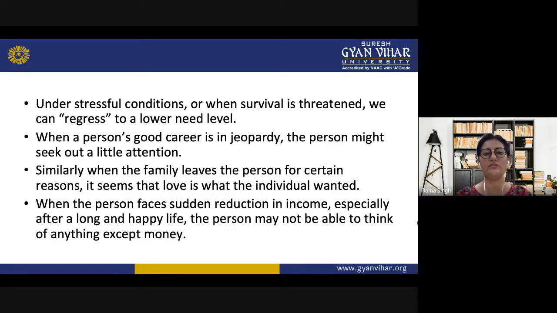So when a person faces a sudden reduction in income, especially after a long and happy life, the person may not be able to think of anything except money, because they were living such a comfortable life, and suddenly there are ups and downs in their life. They have lost their employment, or their business is not doing well, or they are not earning well. So they will not be able to think of anything else. They will not be able to climb in the hierarchy, because they need to complete this need first.